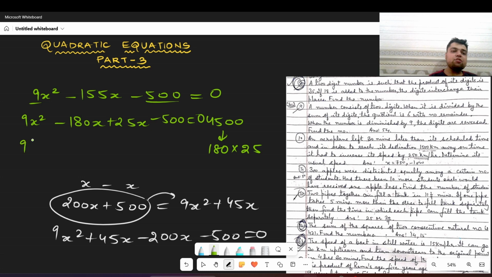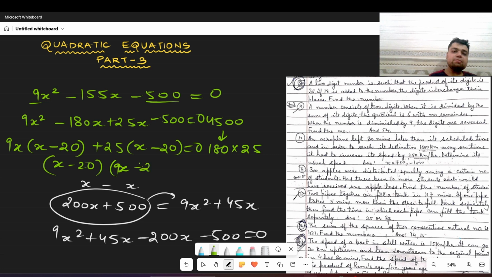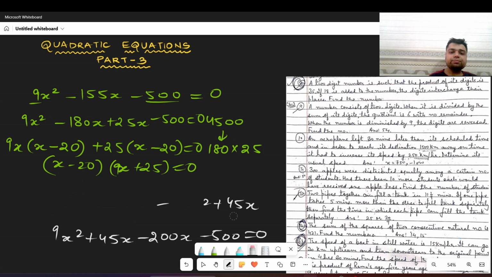So I can take 9x common here, x minus 20, and here I can take 25 common, again x minus 20 is equal to 0. So x minus 20 and 9x plus 25 will be equal to 0. So two values of x we are getting. First one is x is 20 and the second one is minus 25 by 9.